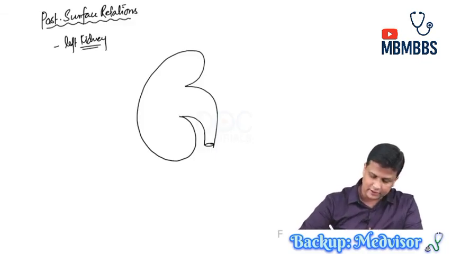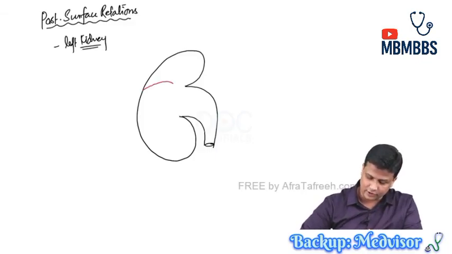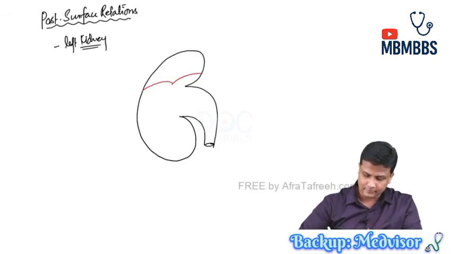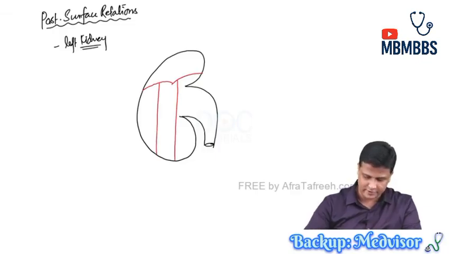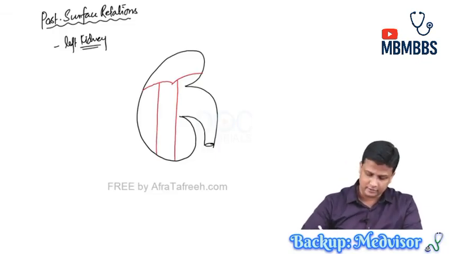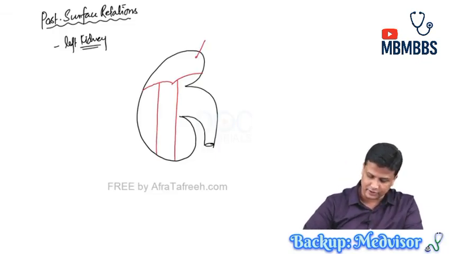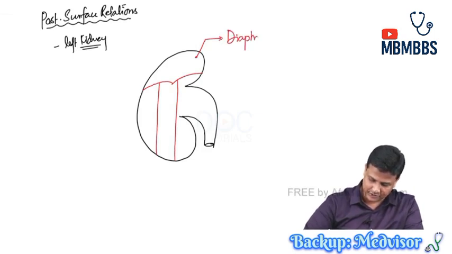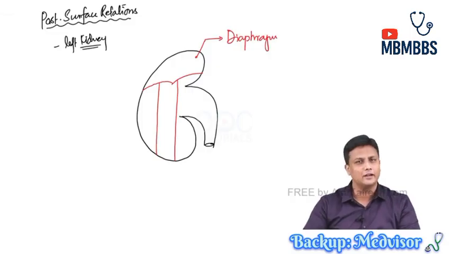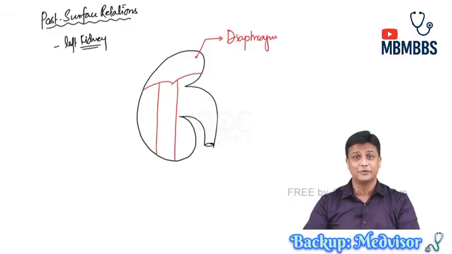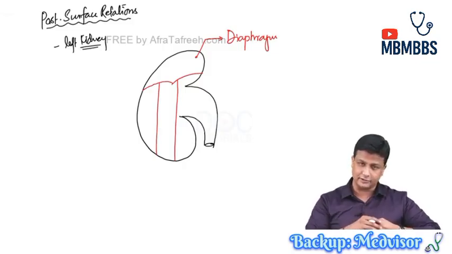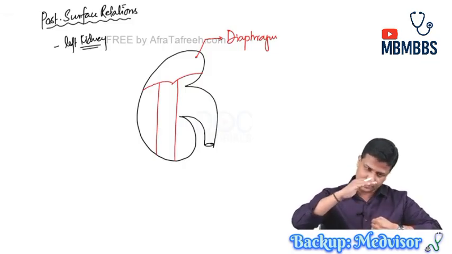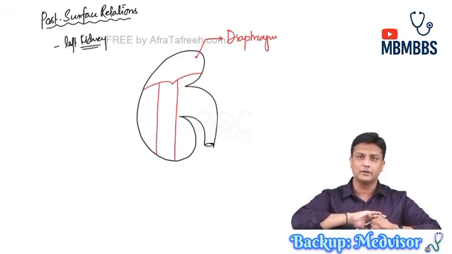Now, what are the structures which are related to this one here? You just have to draw one horizontal line here like this, and then two vertical lines like this. Now what is this? The upper part on the posterior surface will be related to the diaphragm. And again the same question comes to our mind: how come the diaphragm is going behind the kidney? Again the same answer. What is the shape of the diaphragm? It is dome shaped. So suppose this is my left kidney, the dome shaped diaphragm will be going behind and it is related to the upper part of that.